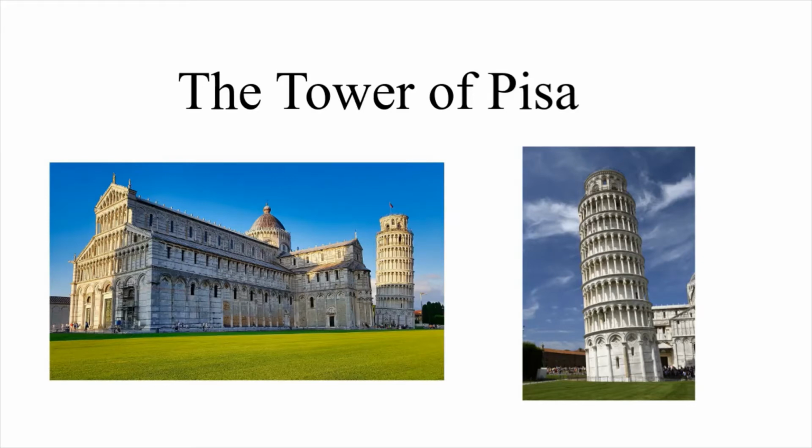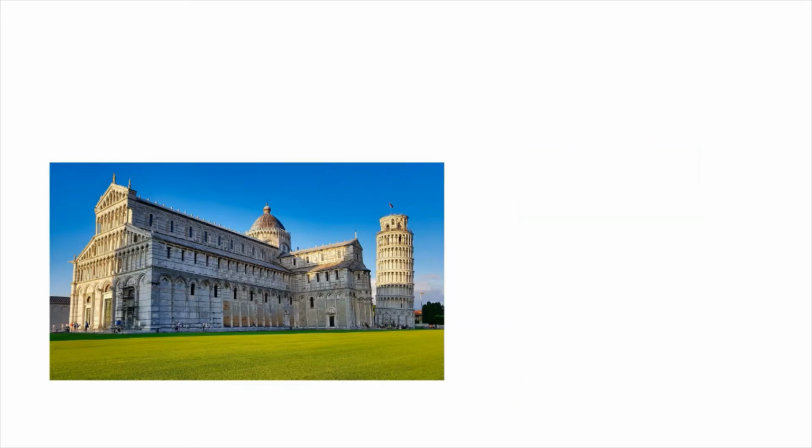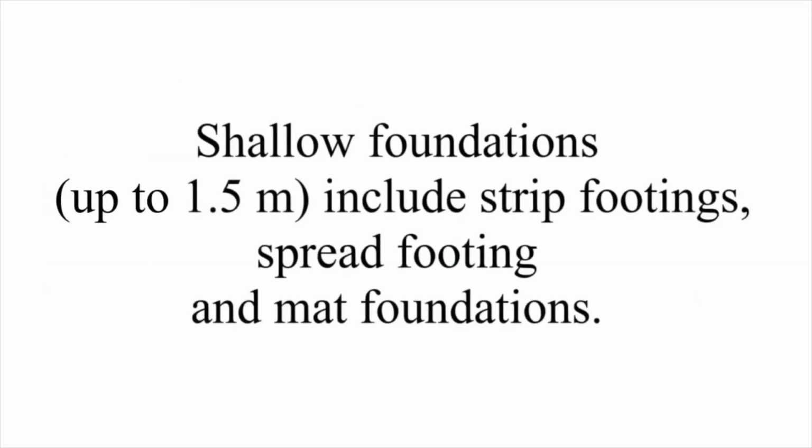Shallow and deep foundations are 2 different types, mostly differing in how far they extend into the ground. As the name suggests, shallow foundations do not extend far into the ground. They spread structural loads to soil close to the surface. Shallow foundations that are up to 1.5 meter include spread footings, strip footings, and mat foundations.